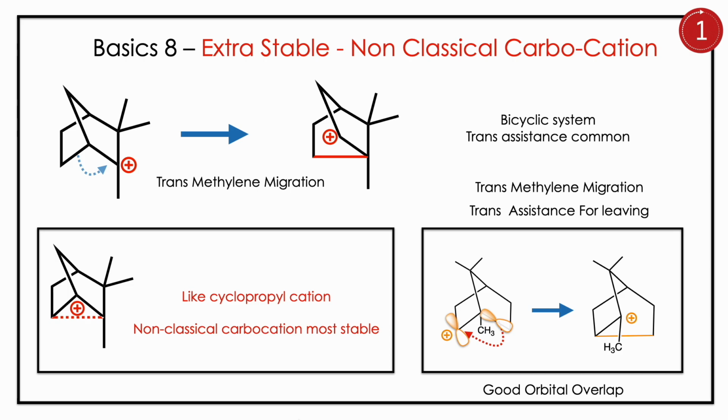Then another important cation, which is the bicyclic cation. In a bicyclic ring formation, the trans methyl group always migrates. Why? Because it will create a non-classical carbocation. It is like a cyclopropyl cation. It is on the ring, so it is stable. But more technically, the trans methyl group gives great assistance, so it attacks. So the trans methyl group in the bicyclic system migrates.